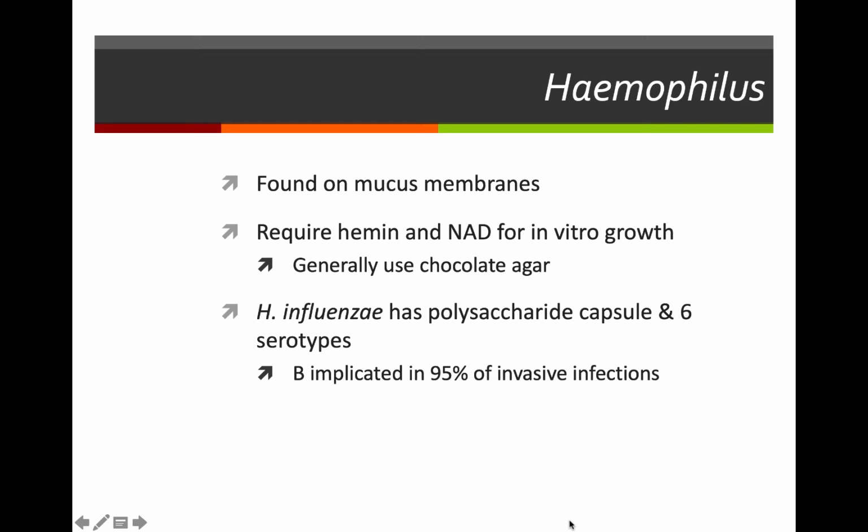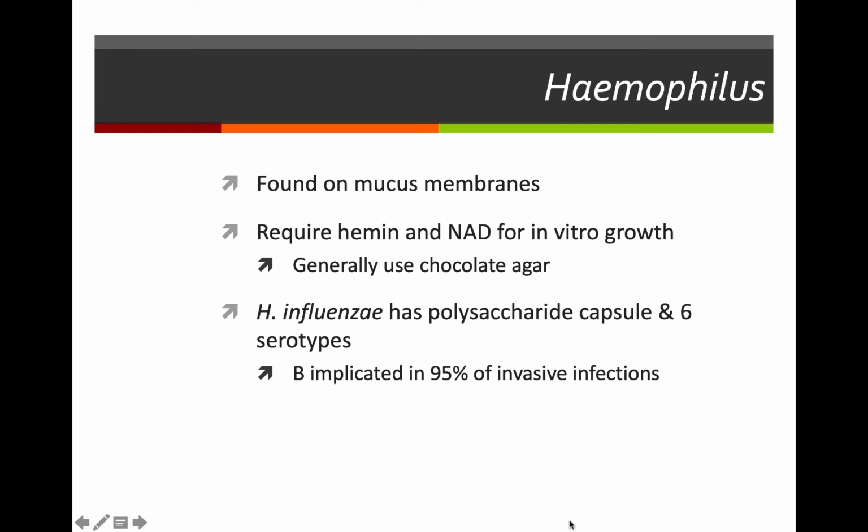The species that we are most concerned with causing disease in humans is Haemophilus influenzae. It has the name influenzae because it causes symptoms of disease that look a lot like influenza, but it is not. Remember, influenza is caused by a virus, the influenza virus. Haemophilus influenzae is a bacterium.